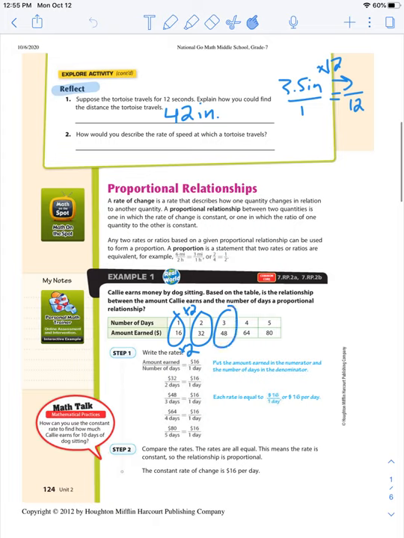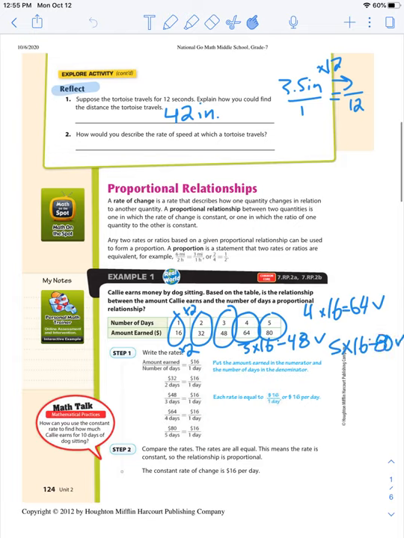In 3 days, she earned $48. So now we check, is 3 times 16 48? And it is, we're good. All right, next one, in 4 days, she earned $64. So now we check, is 4 times 16 64? And it is, we're good. And last but not least, in 5 days, she earns $80. Now we're going to check, is 5 times 16 80? And it is, we're good.